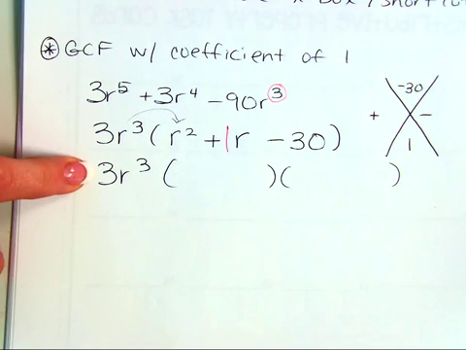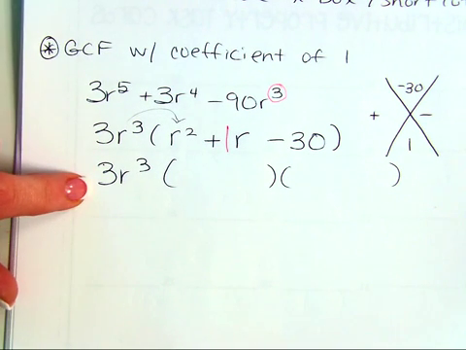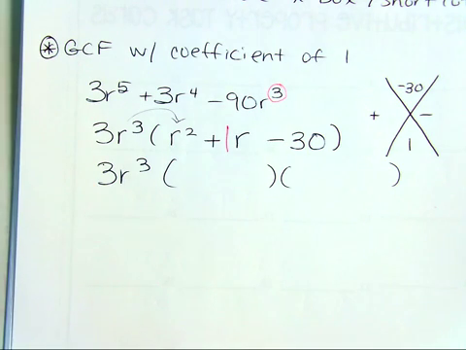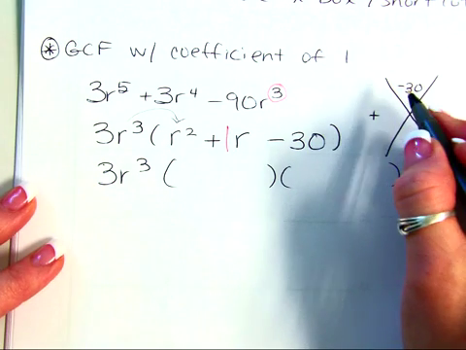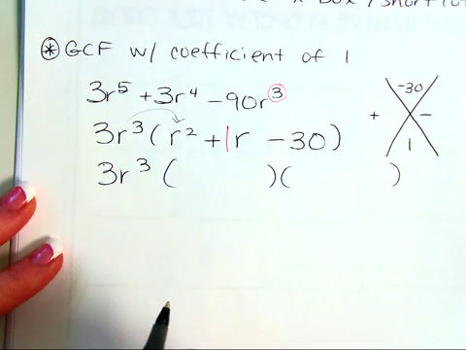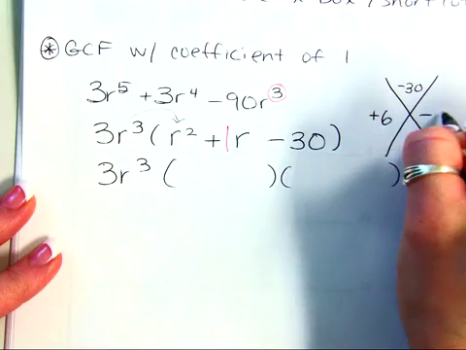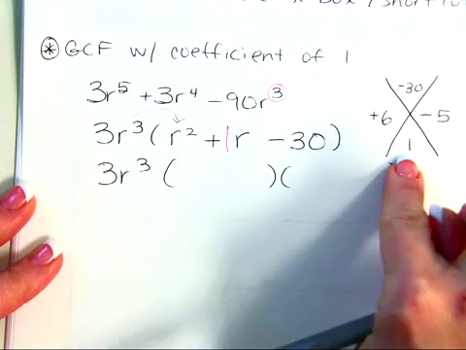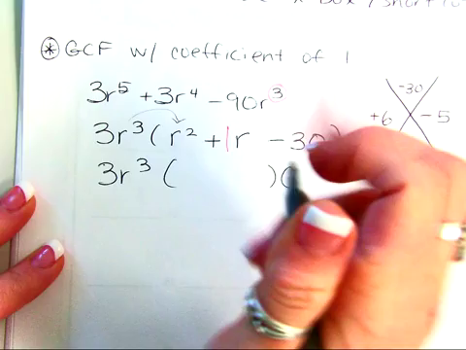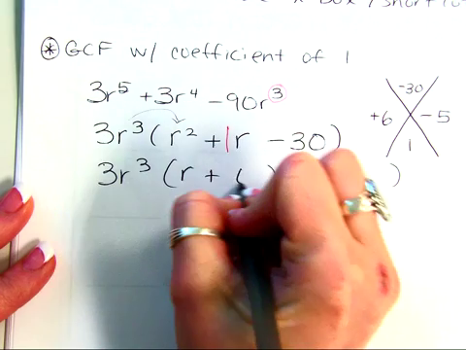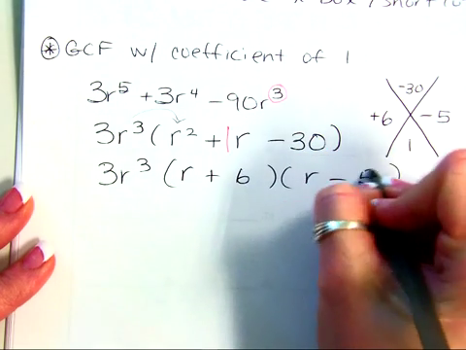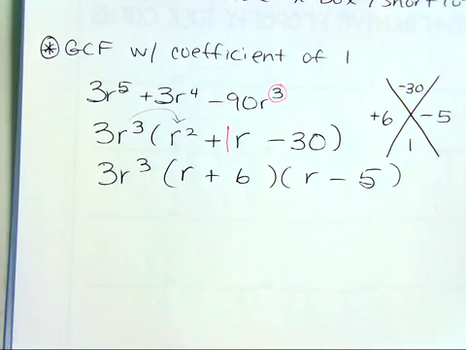This is vital. Bringing that GCF down is part of your answer. I'll explain why in a minute. So did everybody figure out that we came to a positive 6 and a negative 5? Positive 6, negative 5. Added gives you that. Multiplied gives you that. So this is an r and a positive 6 and an r and a negative 5. Good? So that's called factoring completely.